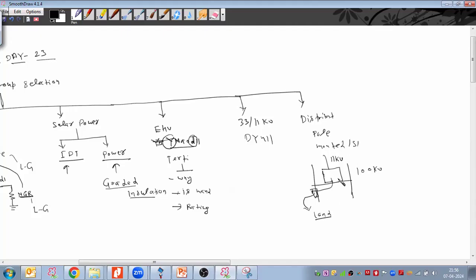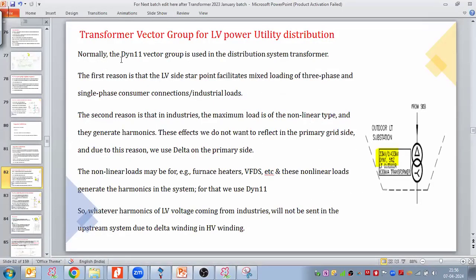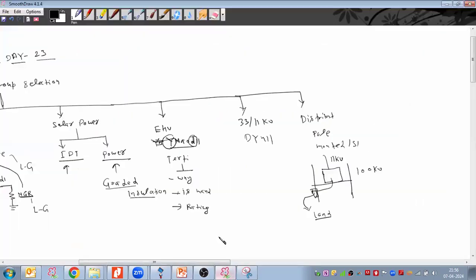So in that case, what vector group do we use and why do we use that vector group? Let us see that. Normally the Dyn11 vector group is used in the distribution system transformer. The first reason is that the LV side star point facilitates mixed loading of three-phase and single-phase consumer connections and industrial loads. So here they use delta first, then they use the star, and then 11.